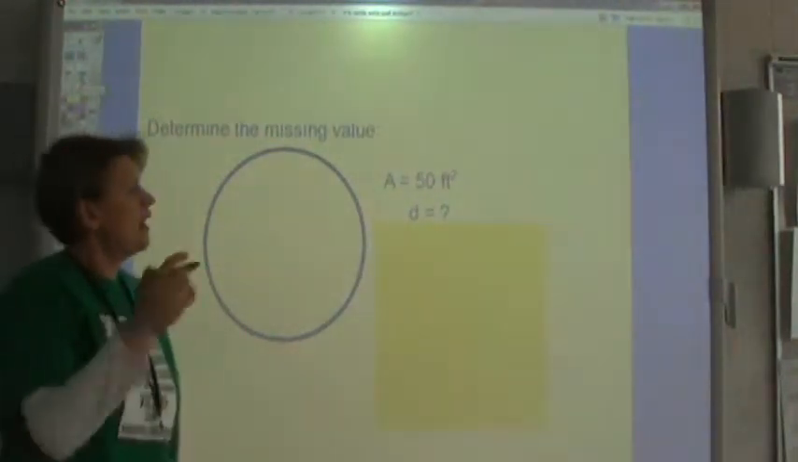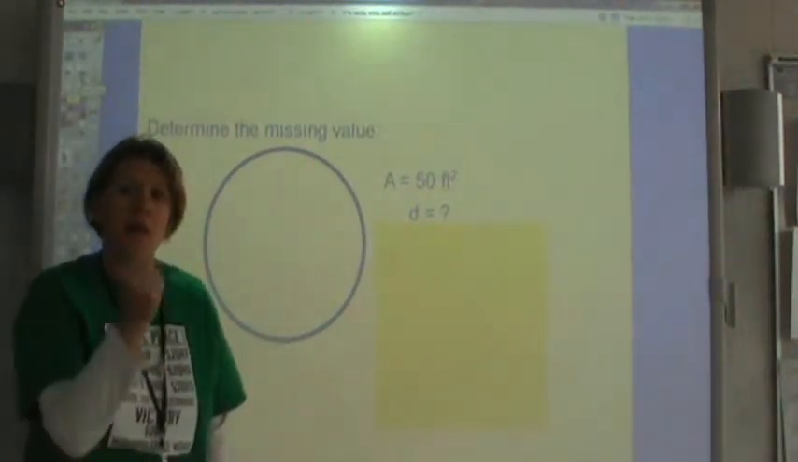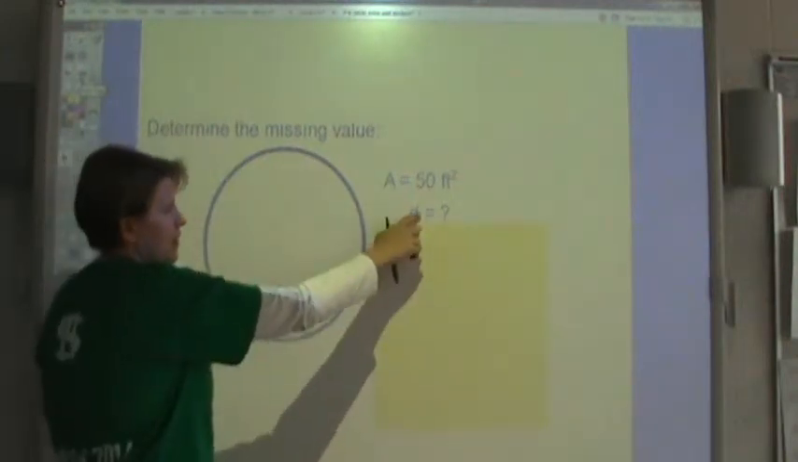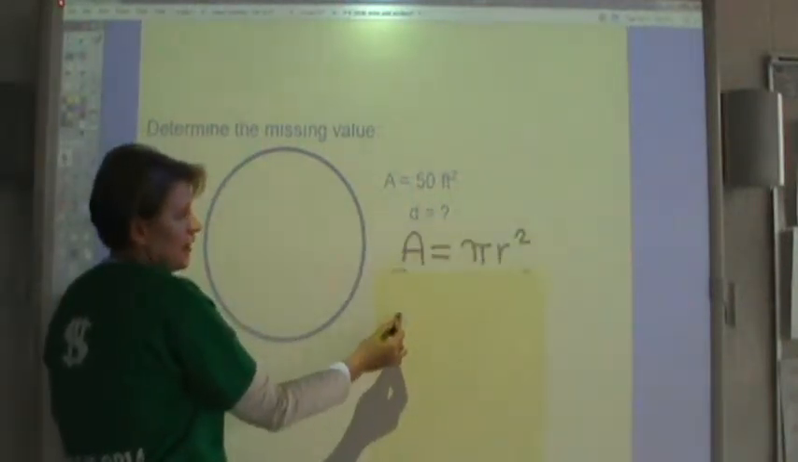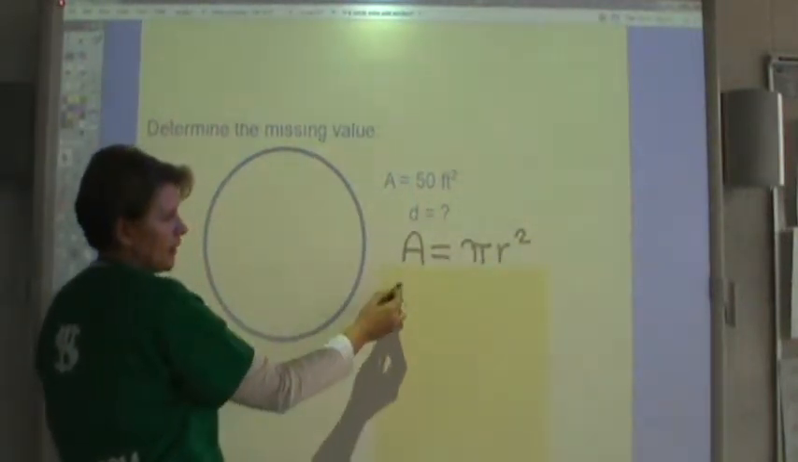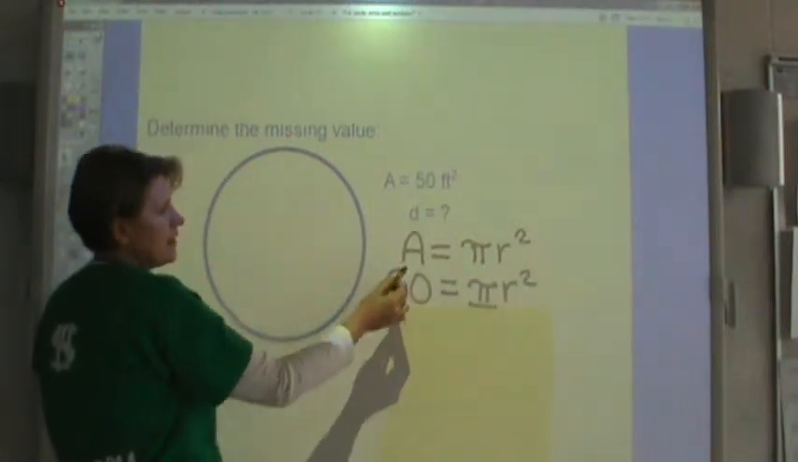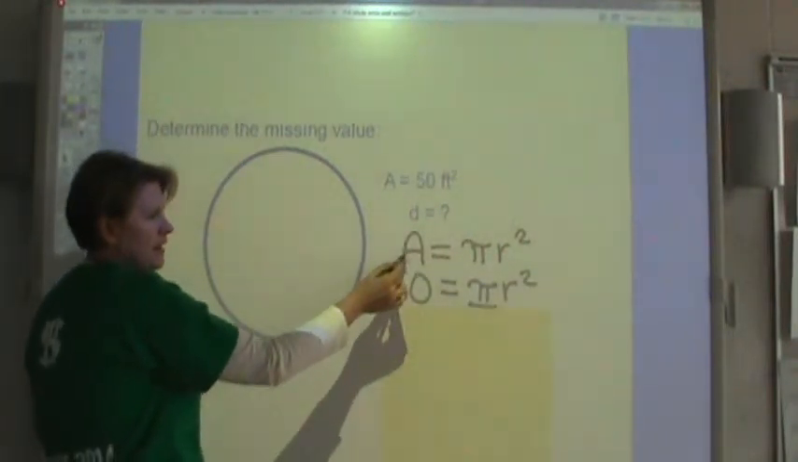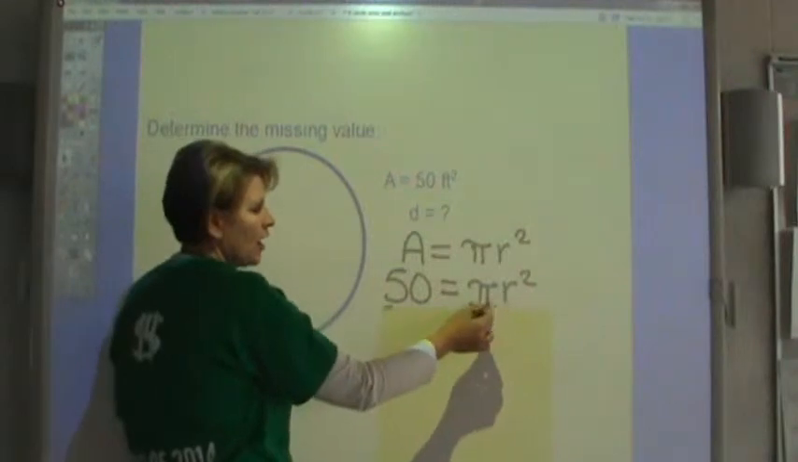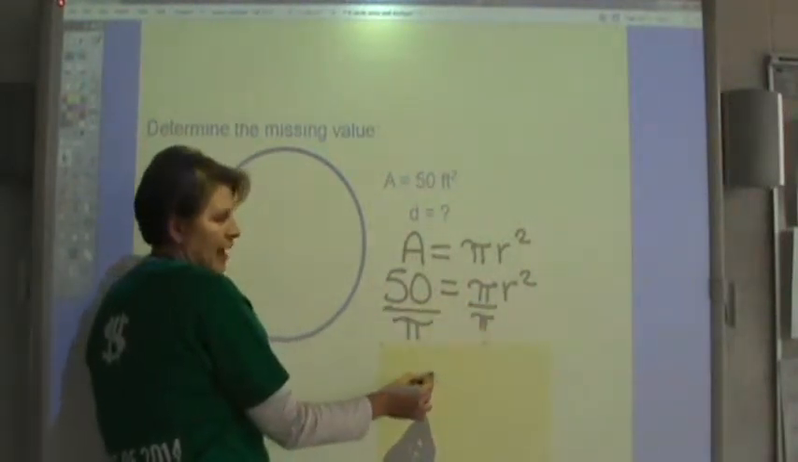All right, this one we're going to undo. So I'm going to give you the area, and we want to undo and find the diameter. So let's start with the formula. Area equals pi r squared. This time I'm giving you the area, so we're going to plug that in here instead. So to solve for r, we're going to divide both sides by pi.